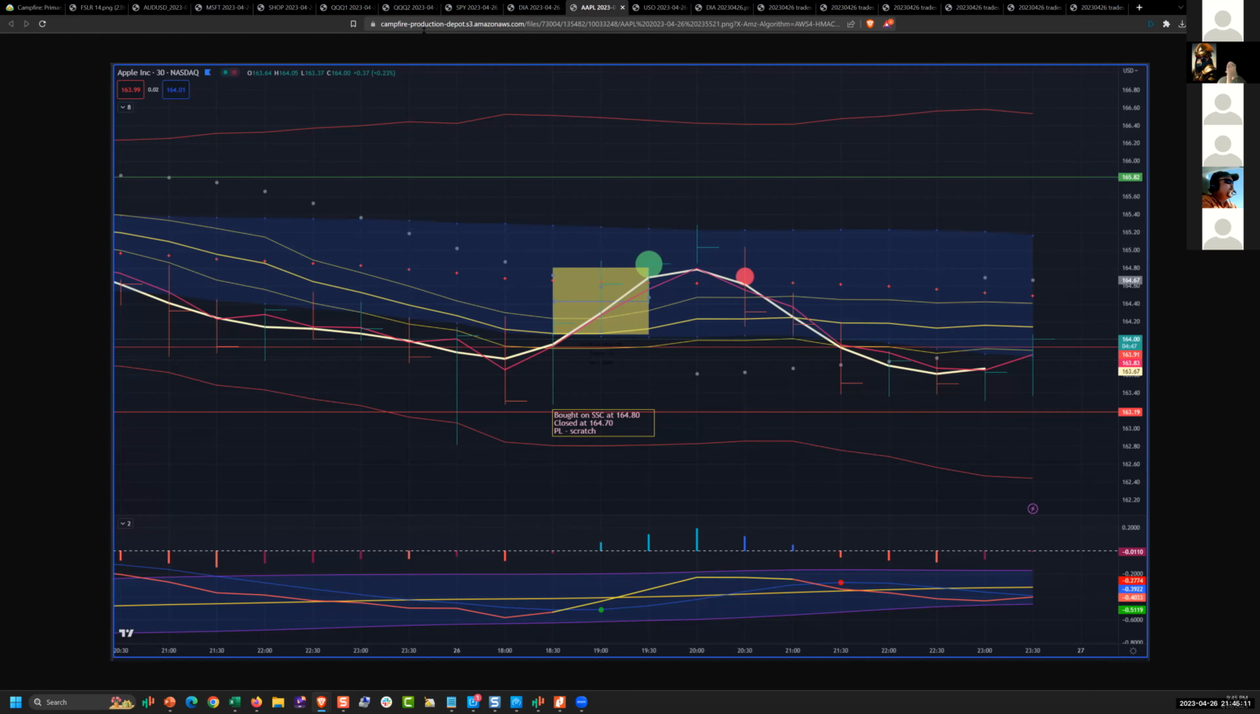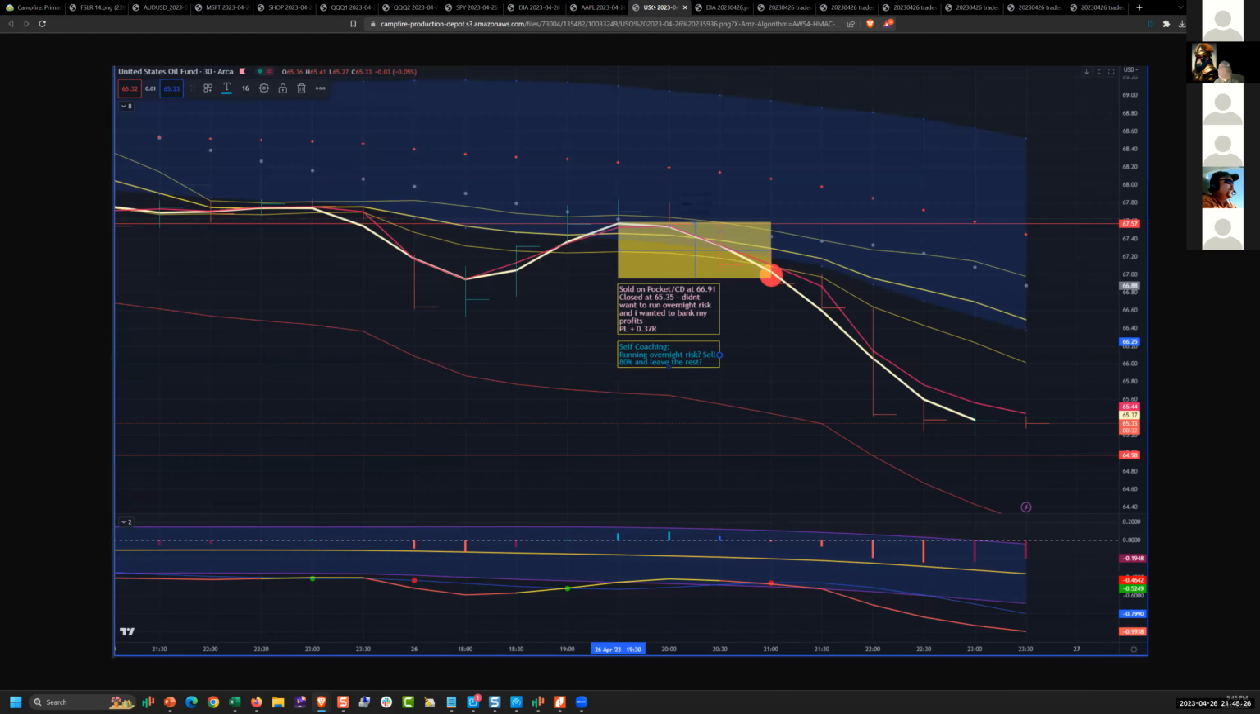So you're in the river. You are in a range compression and entering right in the middle of the river. That's almost always, if you can get out of that with a scratch, you're doing good. You want to find the movers.